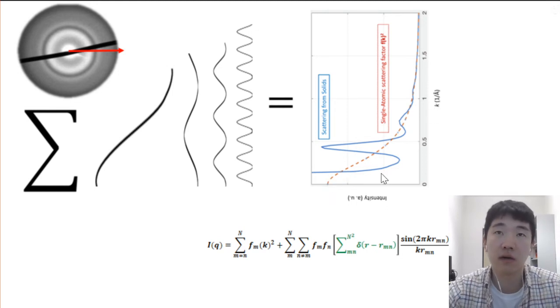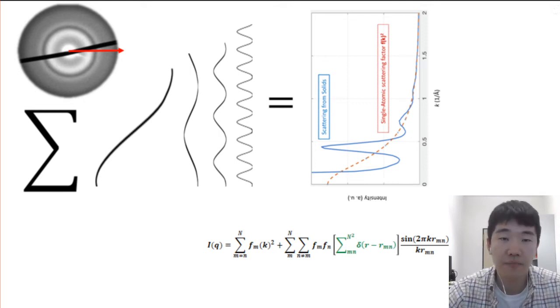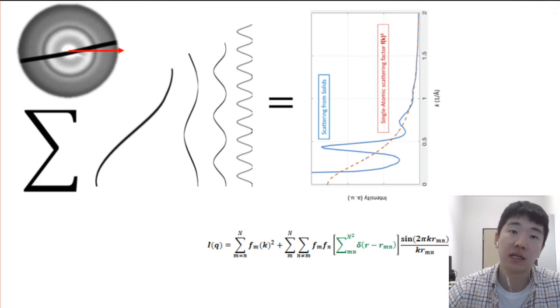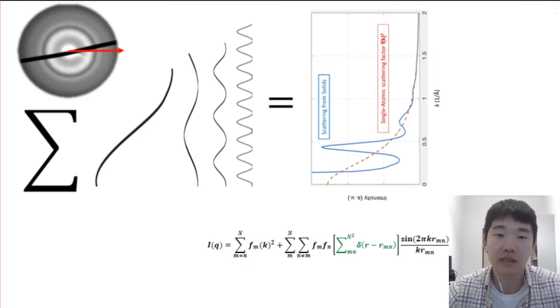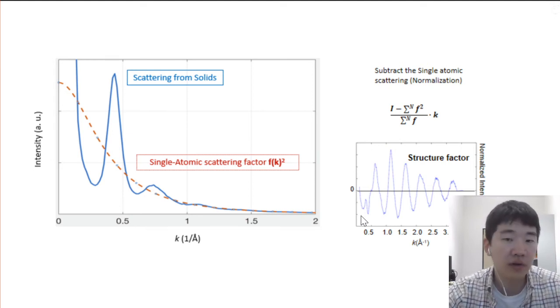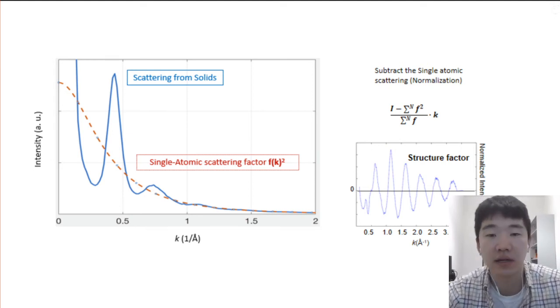It's easy. In most cases, we know our sample. I mean, we know the elementary composition of our sample, and we just mathematically calculate what the background can be. Then we just directly subtract. This is a very easy step. And now we have pure structural information, which we call the structure factor.